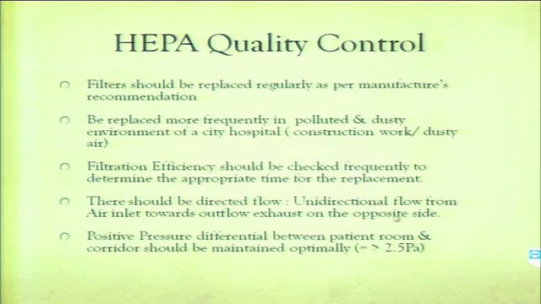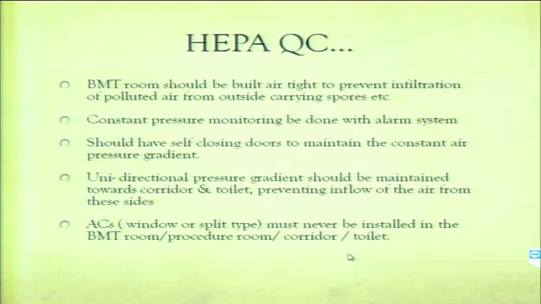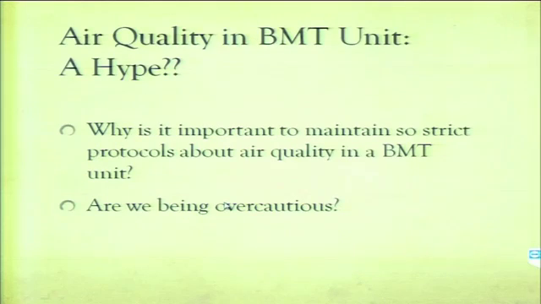The filter efficiency should be checked frequently, and there should be directed, unidirectional flow from outside to inside, and a positive pressure differential should be maintained, but it should not be so much that it becomes uncomfortable for the patient. The BMT room should be built airtight to prevent infiltration of polluted air. Constant pressure should be monitored, with self-closing doors and a unidirectional pressure gradient, and air conditioners should not be installed. In many BMT units, we find air conditioners installed, which should be avoided.